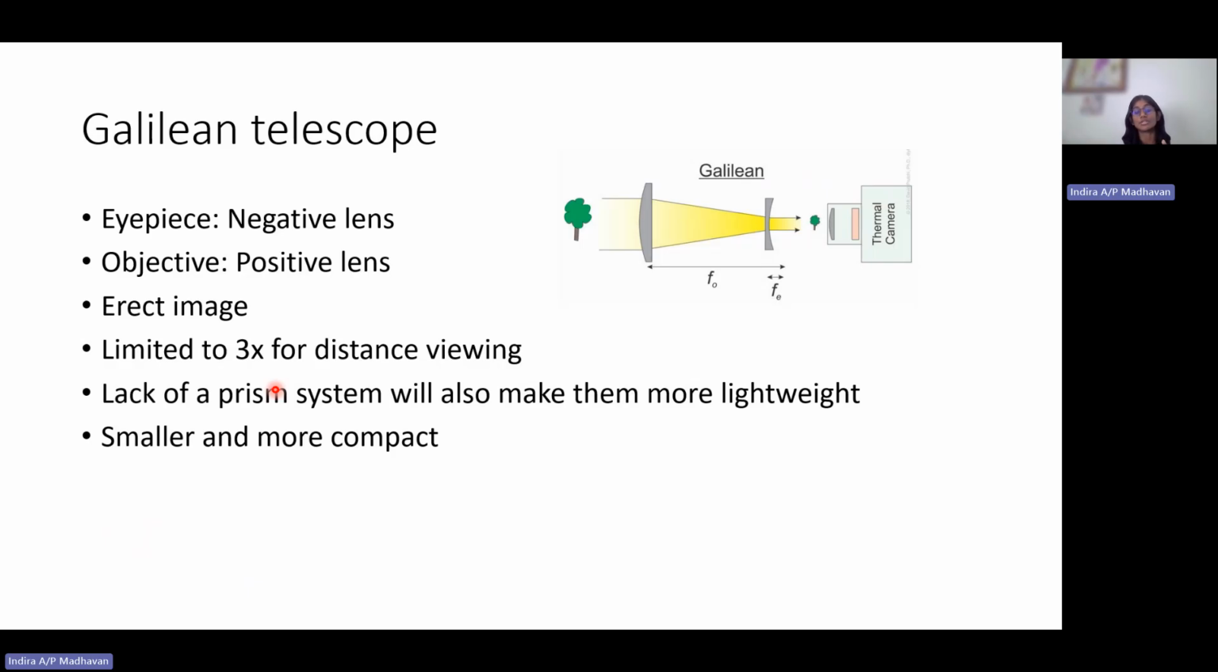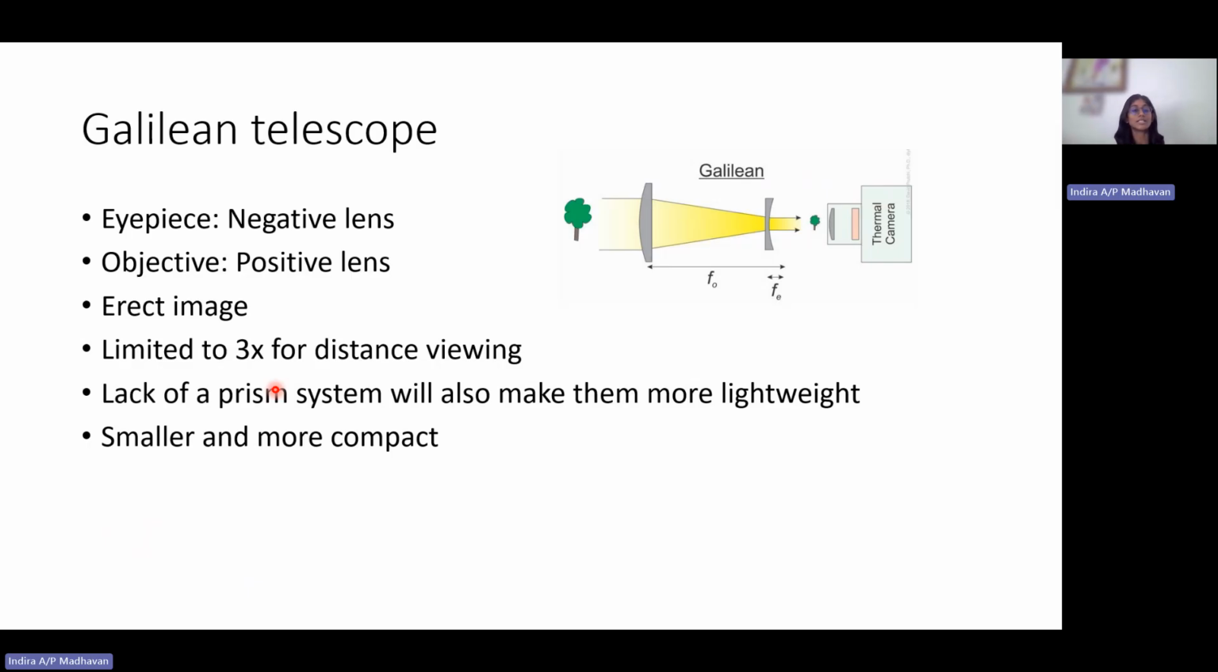It is limited to 3 times for distance viewing. So the maximum magnification that we can have with a Galilean telescope is 3 times. So if let's say the patient needs a higher magnification, then you have to get it from the Keplerian type. Also, how to differentiate between the Galilean and Keplerian telescope: whatever magnification is 3 times and more, they are all Keplerian telescopes. Whatever is lesser can be Galilean or can be Keplerian.